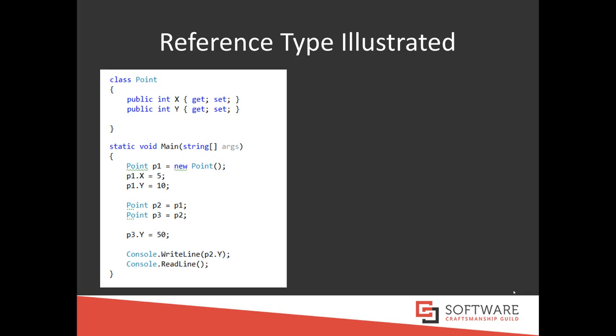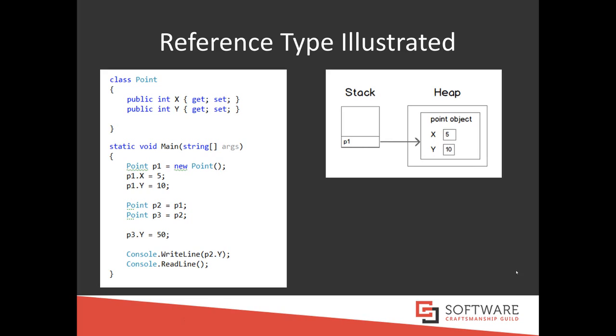Because all of these variables have been assigned to P1's data location, it's going to print out 50, because when P3.y gets changed to 50, P2 and P1 are pointing to the same data, so they all get changed. This is what it looks like in memory.